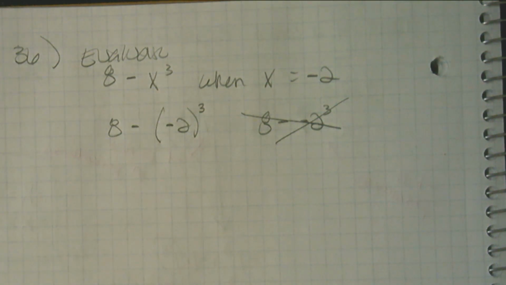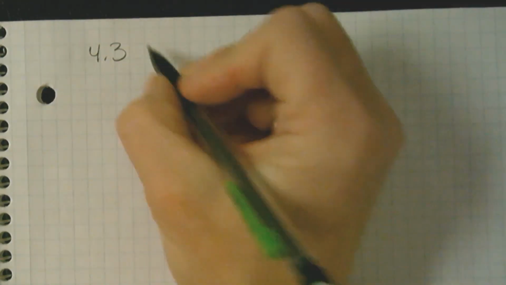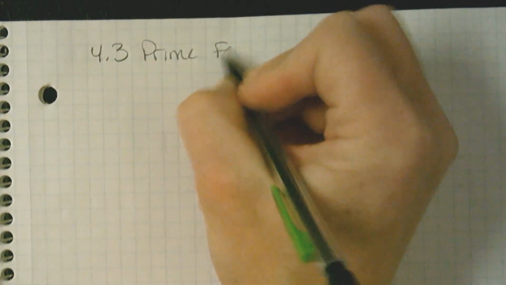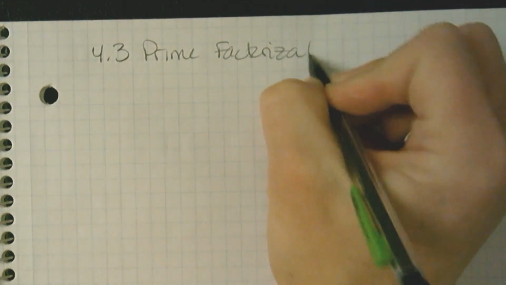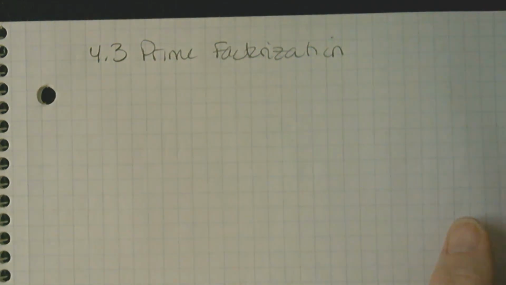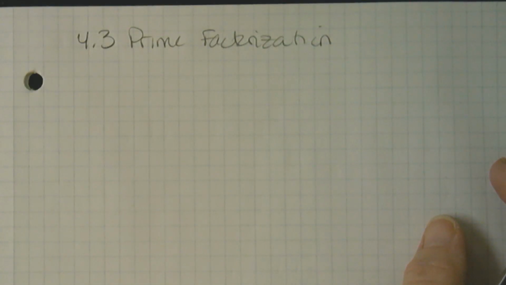Alright? Okay, put this away, get your notes out. Let's start, flip to a new page and write 4.3 because we're starting 4.3. Alright, so 4.3, which is prime factorization. That's what we're going to start today, is prime factorization.